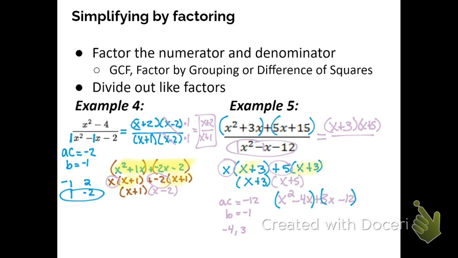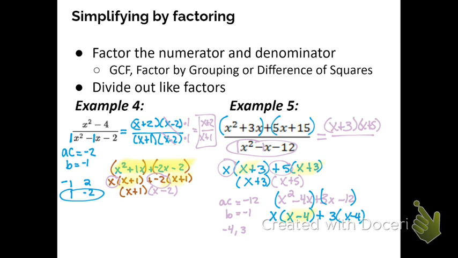Now the reason, again, this is called the grouping method is because I group the first two terms into a binomial, and group the second two terms into a binomial. In the first two terms, that has a GCF of x. Factor that out. That leaves me with x minus 4. For my second two terms, that has a GCF of 3. Factor that out. That leaves me with an x minus 4.